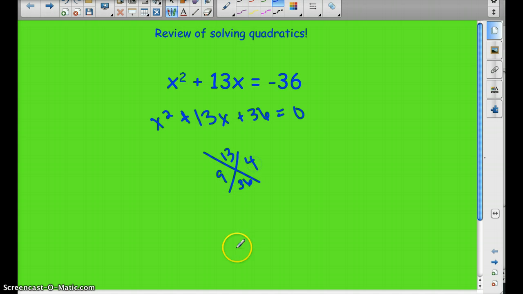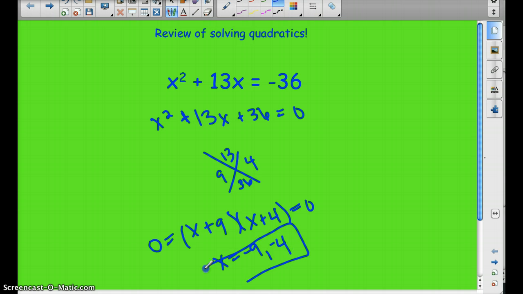Right, 9 and 4. So we can write this as x plus 9 times x plus 4. And this is the reverse foiling method. So you set both of these equal to 0, and we get x equals negative 9 and negative 4. So we're going to have two answers for this type of equation.